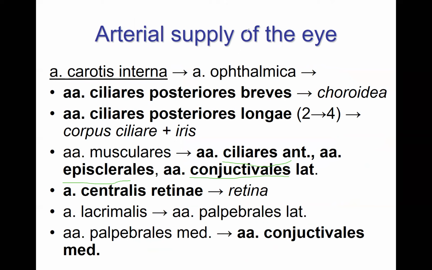And what is a bit new is the central retinal artery. You know it exists, but it supplies the retina, but not the rods and cones, as rods and cones are supplied by the short ones. And the branches of the central retinal artery I'm going to show you now.